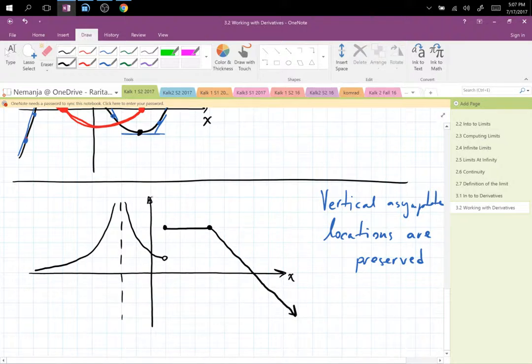Let's see if you can draw the derivative for this piecewise function.